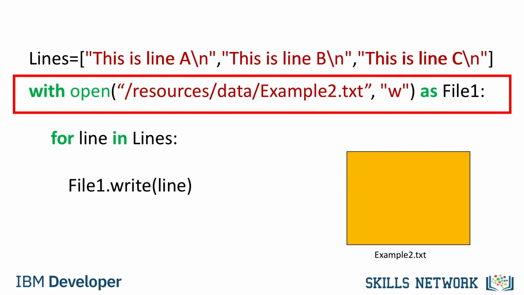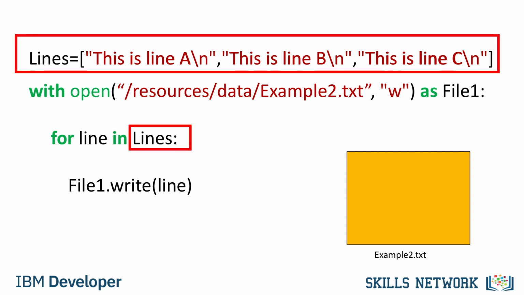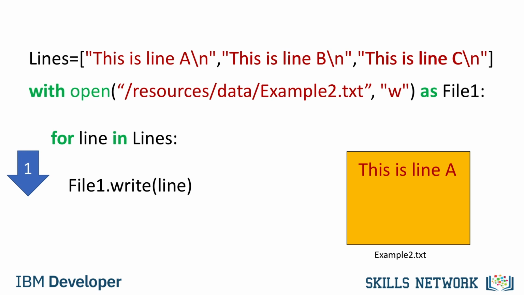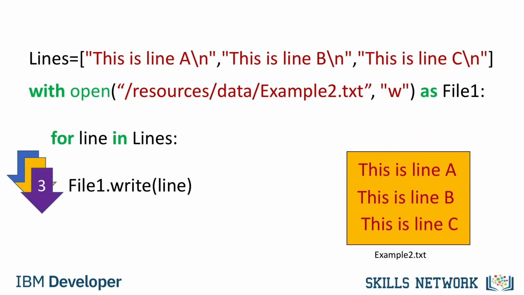We can write each element in a list to a file. As before, we use a with command and the open function to create a file. The list lines has 3 elements consisting of text. We use a for loop to read each element of the list lines and pass it to the variable line. The first iteration of the loop writes the first element of the list to the file example2. The second iteration writes the second element of the list, and so on. At the end of the loop, the file will be closed.